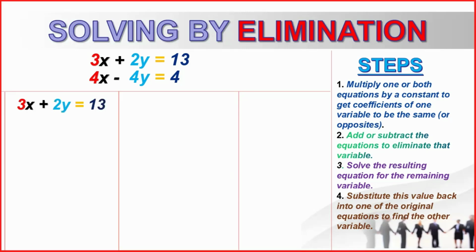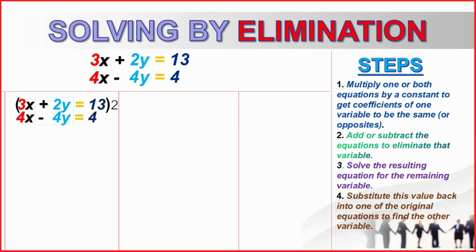Now, in 3x plus 2y equals 13 and 4x minus 4y equals 4, we can balance the 2y and 4y through the opposite. So you look at 2 and 4. To multiply 2 to become 4, we must multiply by 2. So I'm going to choose positive 2y and negative 4y. I multiply positive 2y by 2, so that equation, the whole of it, is multiplied by 2.